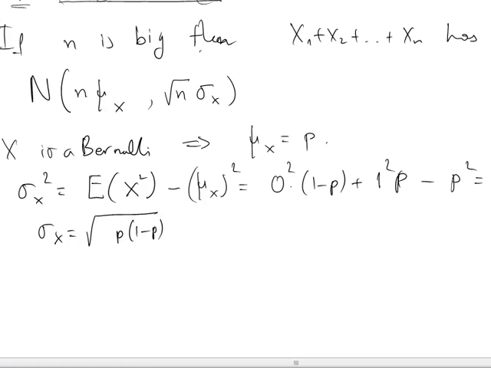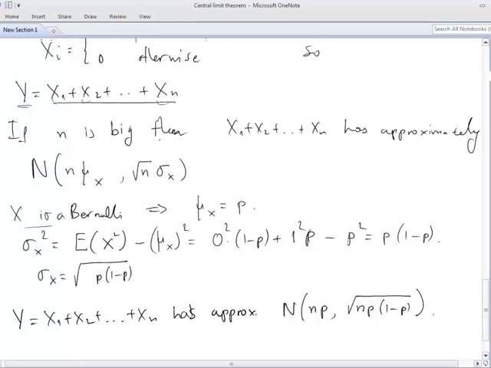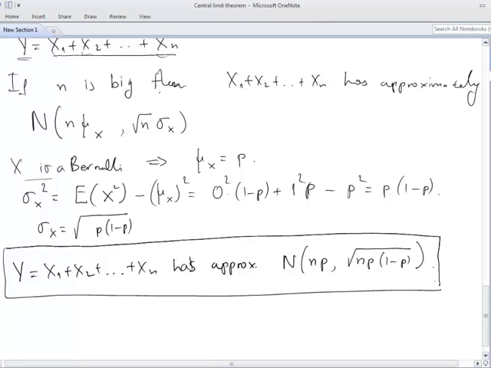So, in conclusion, y, which is the sum of these Bernoulli random variables, all distributed with the same distribution as the Bernoulli random variable x, in other words the probability of success per trial is equal to p, has approximately normal distribution with mean n times p and standard deviation equal to the square root of n times p times 1 minus p. And this is a very important result because as n becomes bigger and bigger, this approximation improves.